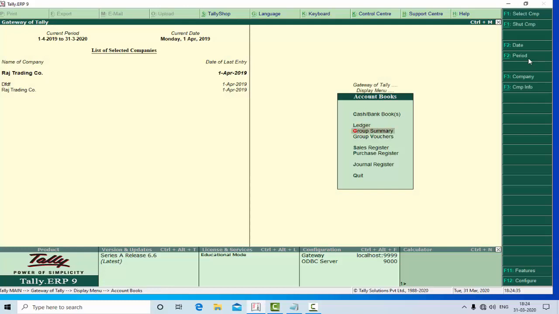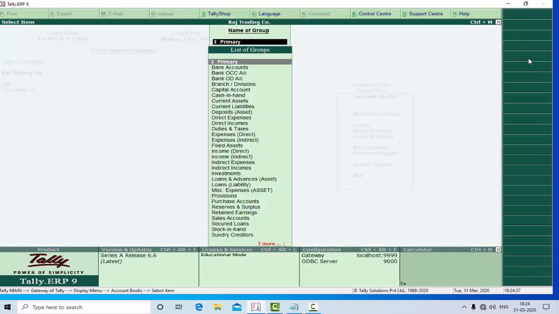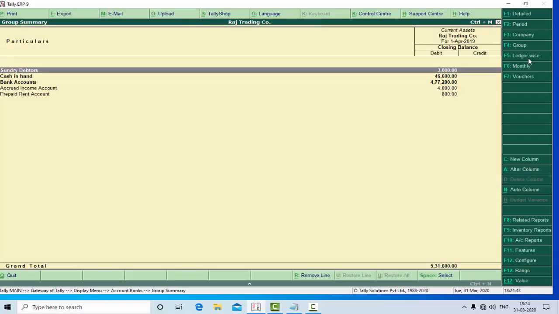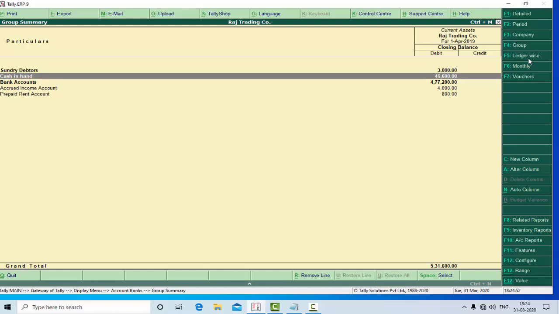So after that, group summary. So this is a group summary. Display the group wise, means entries related to current assets. So display the accounts related to current assets. All this display the accounts related to current assets, sundry debtor, cash in hand, bank account.